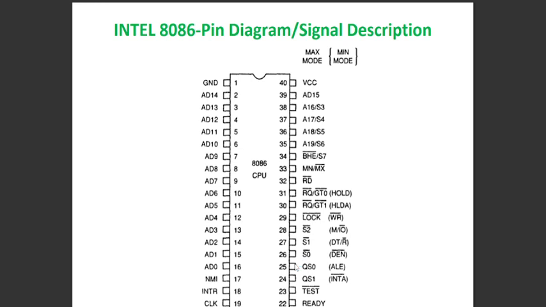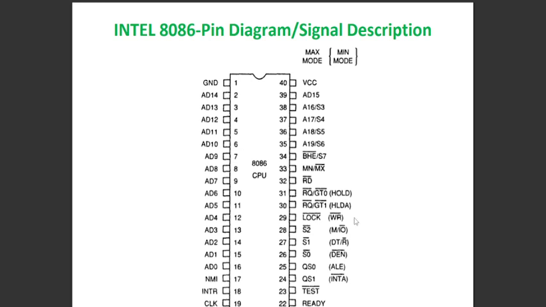If all are 0, 0, 0, the status is interrupt acknowledgement. If S2 is 0, S1 is 1 and S0 is 1, it is going to be the IO read operation. If S2 is 0, S1 is 1 and S0 is 0, it is going to perform the IO write operation. If it is 0, 1, 1, it is going to perform halt operation. If it is 1, 0, 0, it is going to perform opcode fetch. If it is 1, 0, 1, it performs the memory read, and 1, 1, 0, it will perform the memory write. And all 1, 1, 1, it is going to perform the passive operation.